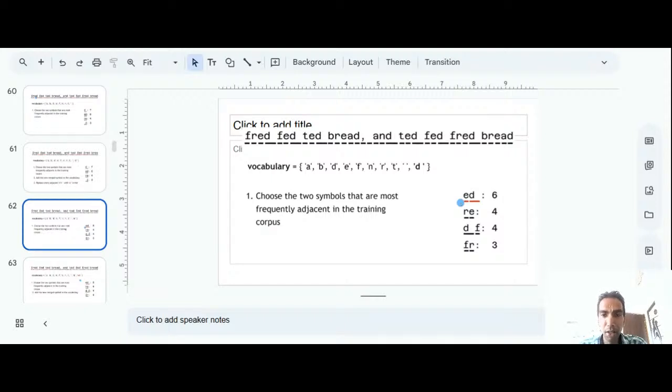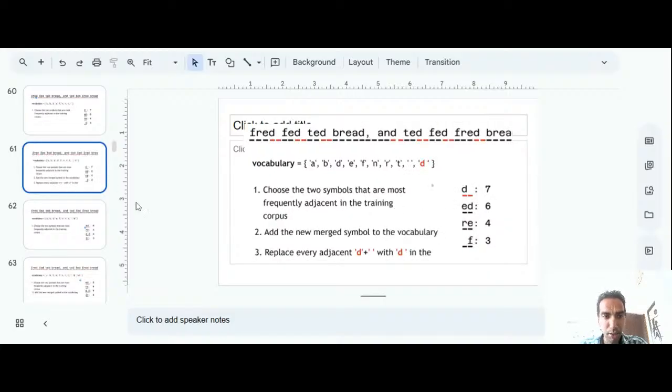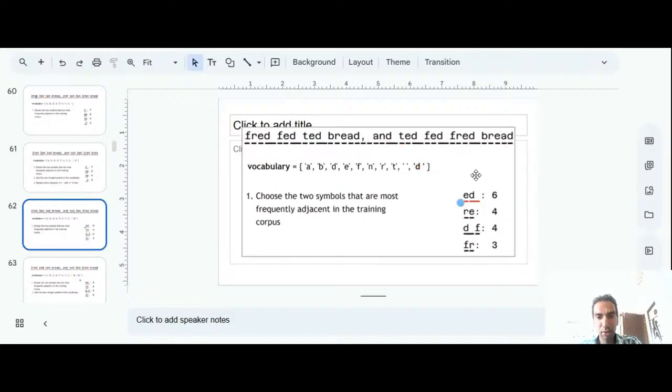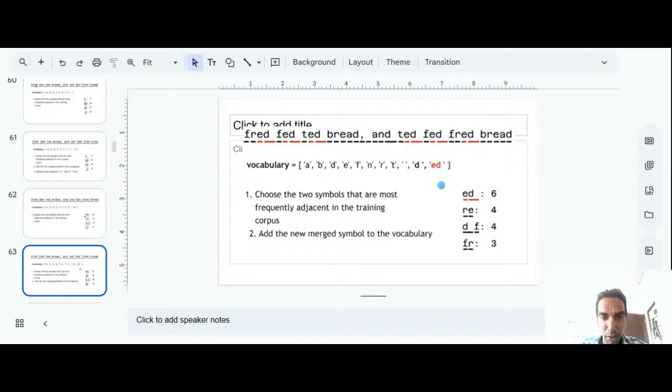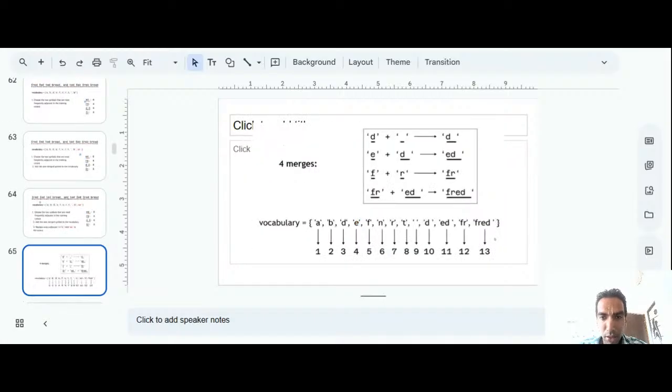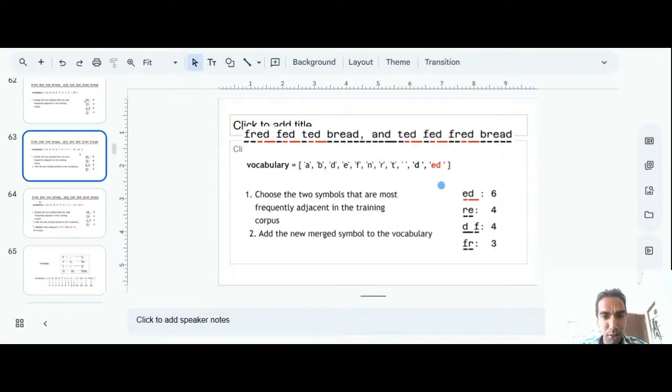Similarly, we'll continue this process for a three-lettered word. After D space, which three-lettered word has the highest frequency? For example, ED was the one. Then we have ED space, so we combine ED space also as one token. This is called subword tokenization, where we make tokens out of frequently occurring two-letter, three-letter, four-letter words, and we insert them into the vocabulary.